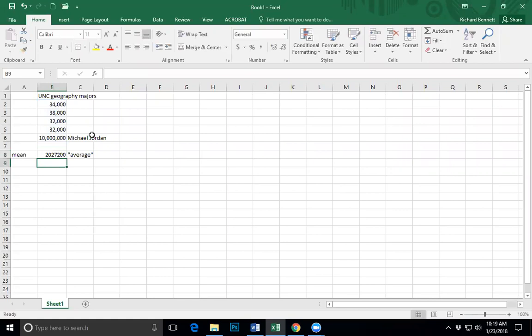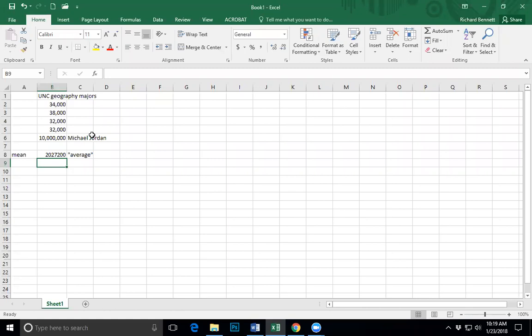So my question to you is, do you think $2 million is representative of what the average, quote unquote, geography major would make? Now, one of the problems with the mean is it's highly influenced by outliers. We will talk later today on how you can really determine what's an outlier, but for the moment, I think it's pretty clear to say, yeah, Michael Jordan's an outlier. Wouldn't you agree? So we'll talk more about that.